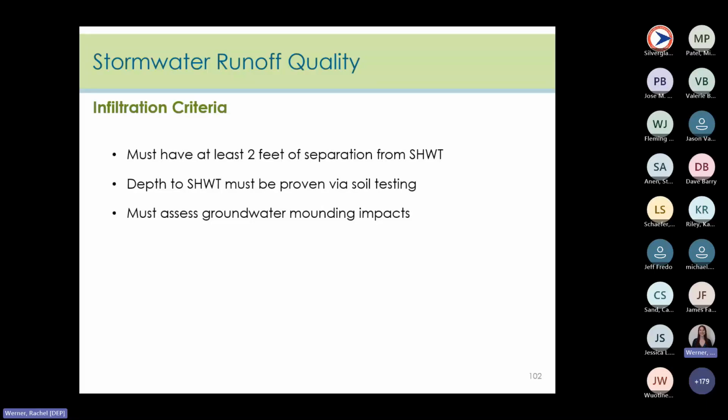Once again, you must have at least 2 feet of separation from the seasonal high water table, maybe 1 foot for some of those underdrain BMPs, and the seasonal high water table elevation must be proven via soil testing as well. After you know the design permeability rate and the seasonal high water table elevation, you must assess groundwater mounting impacts. So these are all things you should see as part of the stormwater management report for infiltration BMPs: soil testing to determine the seasonal high water table and the infiltration rate, and a groundwater mounting analysis. If the design engineer did not provide this, you need to ask for it.